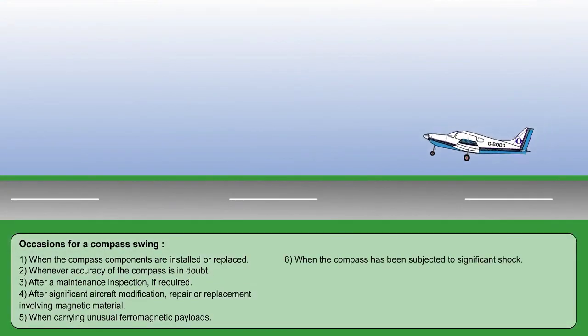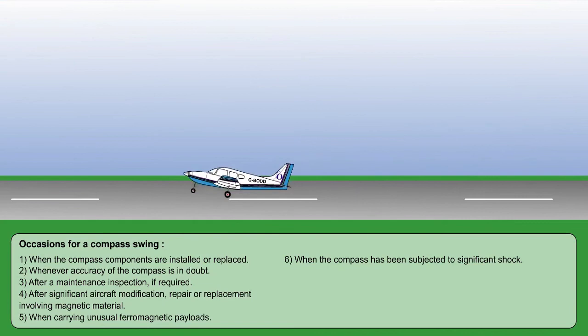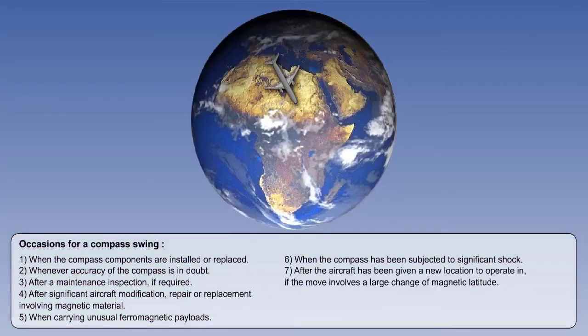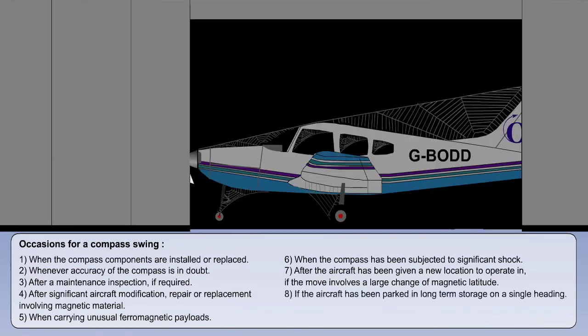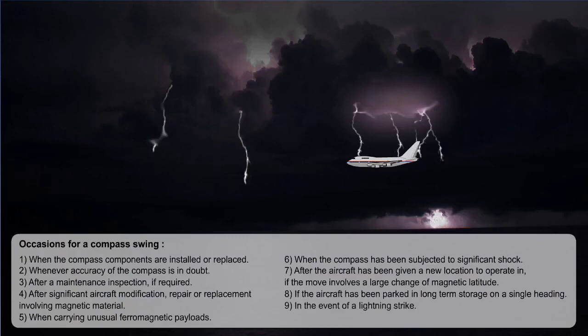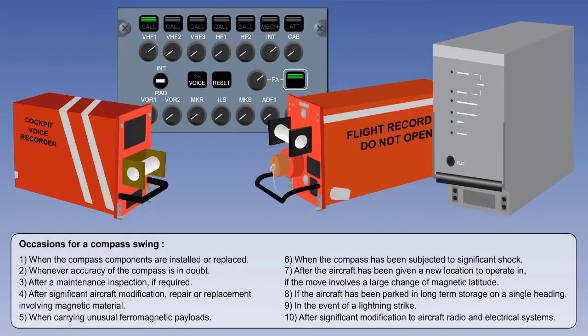6. When the compass has been subjected to significant shock. 7. After the aircraft has been given a new location to operate in, if the move involves a large change of magnetic latitude. 8. If the aircraft has been parked in long-term storage on a single heading. 9. In the event of a lightning strike. 10. After significant modification to aircraft radio and electrical systems. This concludes the lesson on aircraft magnetism. A summary of the main points follows.